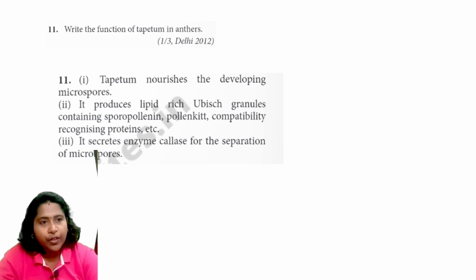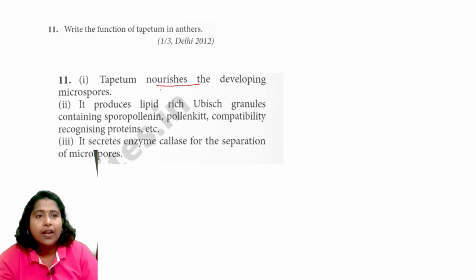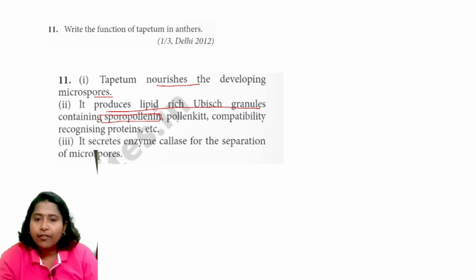Tapetum, we know that this is the innermost layer of the which one? Microsporangium. And what is the major function? First one, it nourishes the developing microspore. And another important thing, it produces lipid Ubisch granules containing sporopollenin. Very important term, sporopollenin, that I will be discussing in another video. And also pollen kit, compatibility, recognizing proteins, etc.